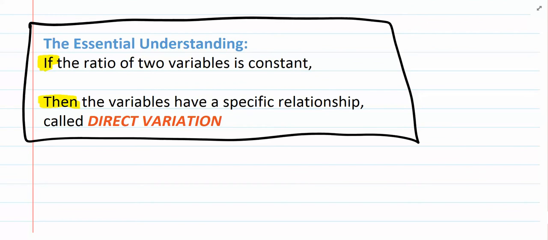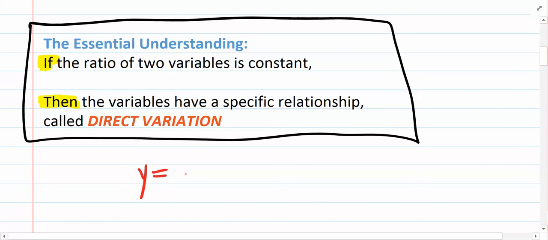Here is the essential understanding. It says this, it's an if-then statement. If the ratio of two variables is constant, then the variables have a specific relationship called direct variation. And the way that we're going to represent direct variation is by this: y is equal to some k times x. So therefore, we can always solve for k.